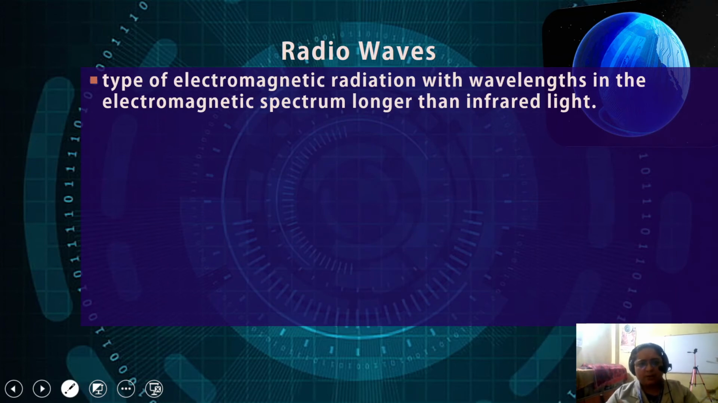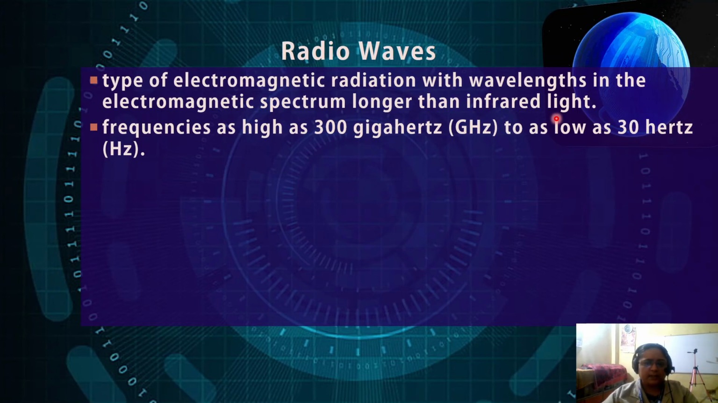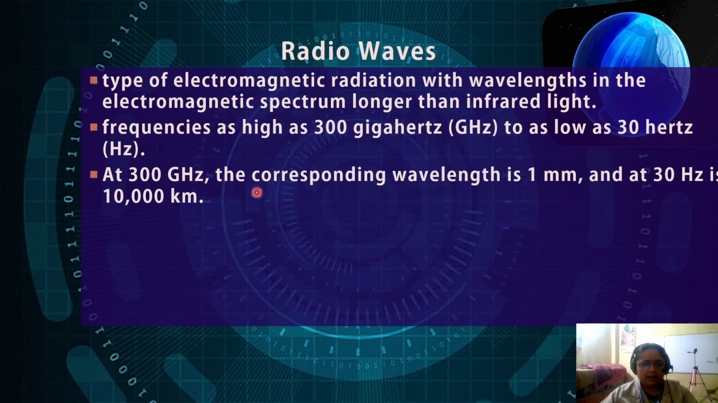Radio waves are a type of electromagnetic radiation with wavelengths in the electromagnetic spectrum longer than infrared light, with frequencies as high as 300 gigahertz and as low as 30 hertz. At 300 gigahertz, the wavelength is 1 millimeter, and at 30 hertz, it is 10,000 kilometers. So you can see that when the wave frequency is low, the wavelength is high.